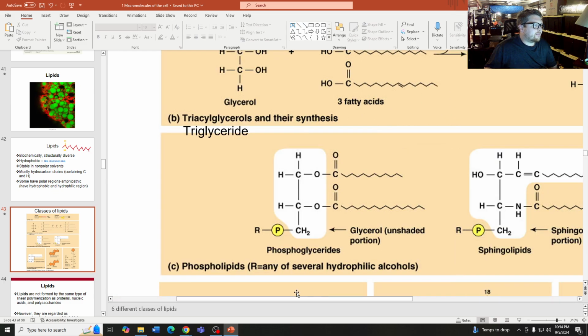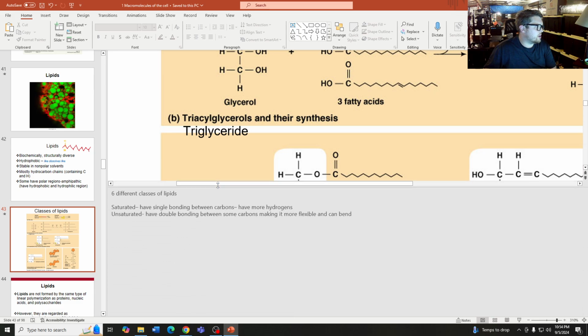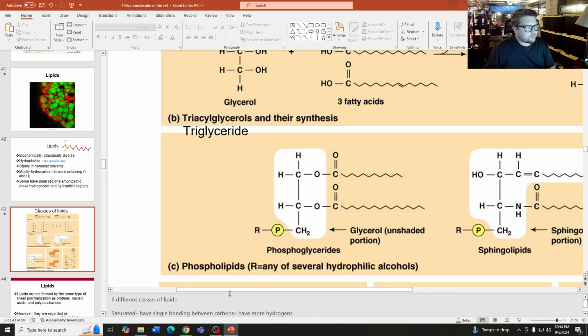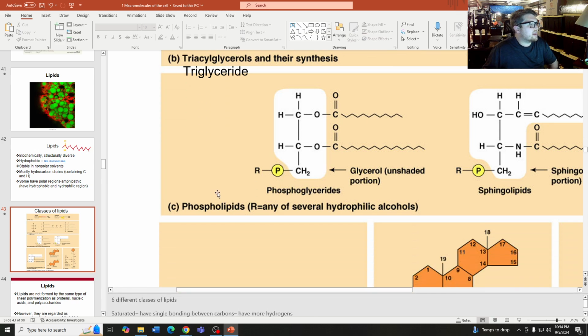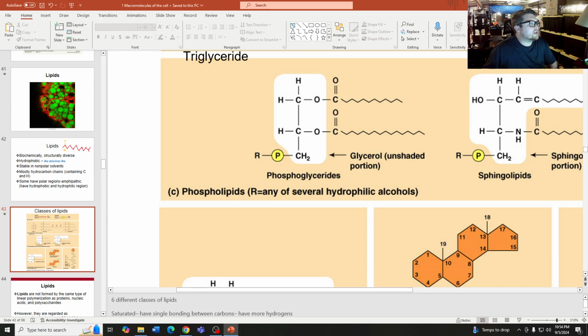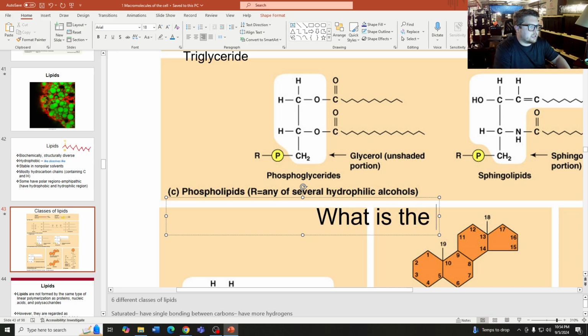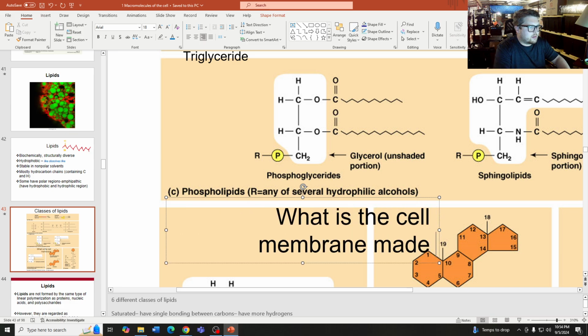Then we have phospholipids. Phospholipids are super, super important, okay? Because the question that is always asked about phospholipids is, what is the cell membrane made out of?